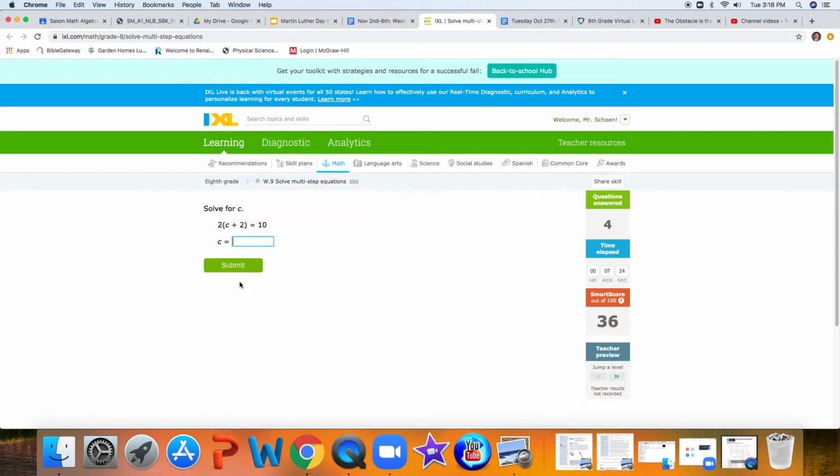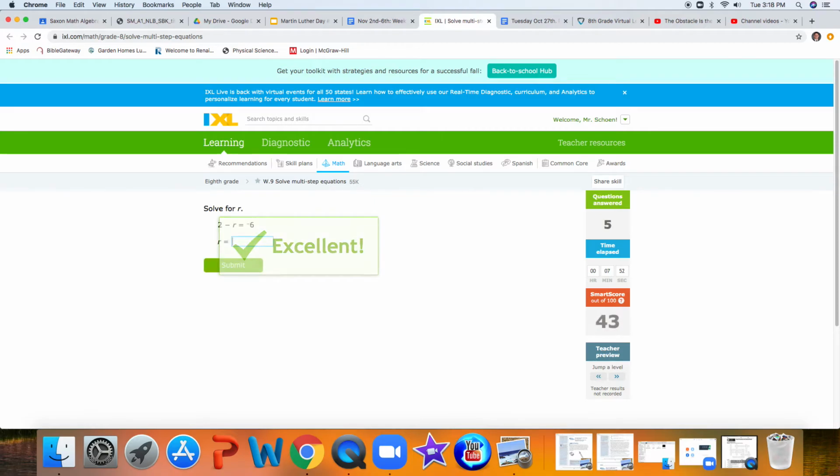Here you've got another set of equations with parentheses, so you're going to use your distributive property. 2 is going to be multiplied by the c, and then 2 is going to be multiplied by the 2. You would have 2c plus 4 equals 10 as your new equation. Subtract 4 on both sides, so you get 2c equals 6. Divide by 2, divide by 2. The 2's would cancel, so c is by itself. 6 divided by 2 is going to be 3.